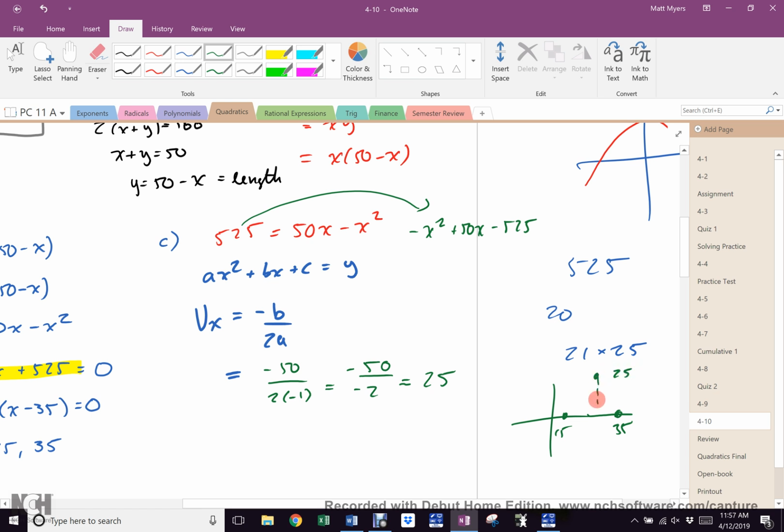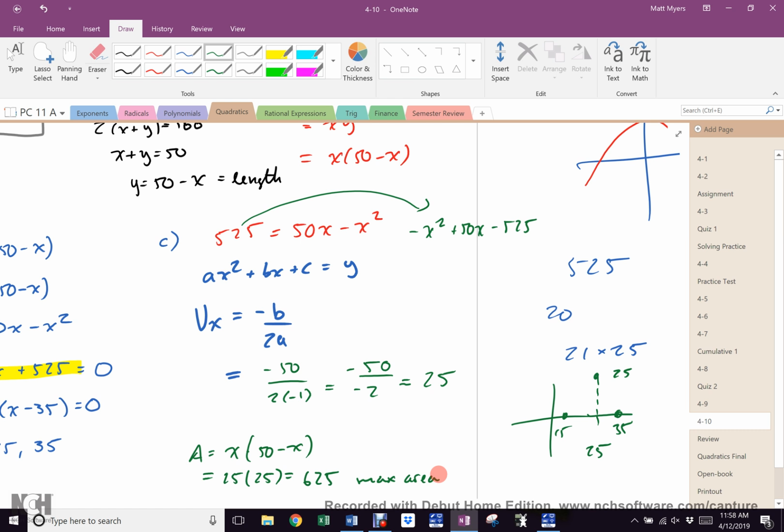So if our x value is 25, and the area equals x times what? 50 minus x, right? What's x? 25. What's 50 minus x? 25. So 625 is our maximum area. Everybody understand? Even if you don't understand, the math got us there, right?